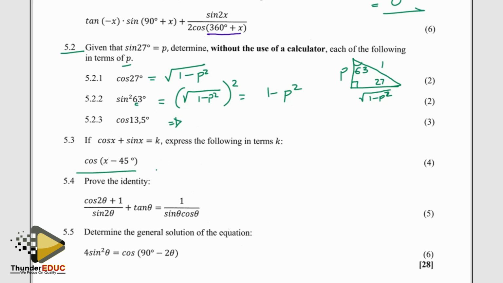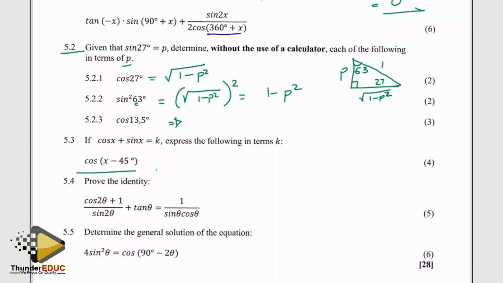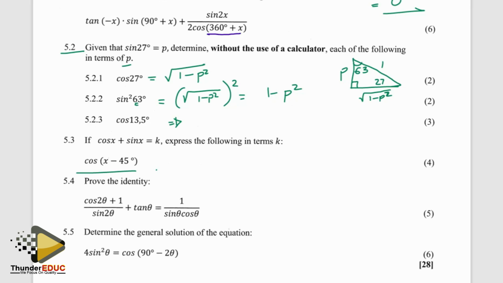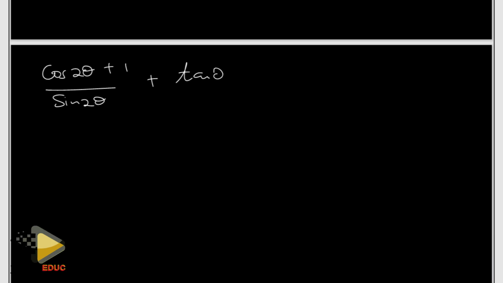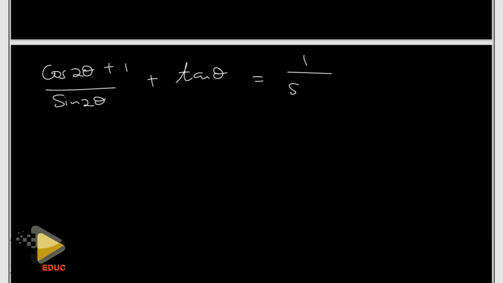How do we prove this identity? I can start from the left-hand side because I'm seeing quite a lot of terms there. Let me jot it down: it's cos 2 theta plus 1 over sine 2 theta. Then we are adding tan theta. It must give us 1 over sine theta cos theta.